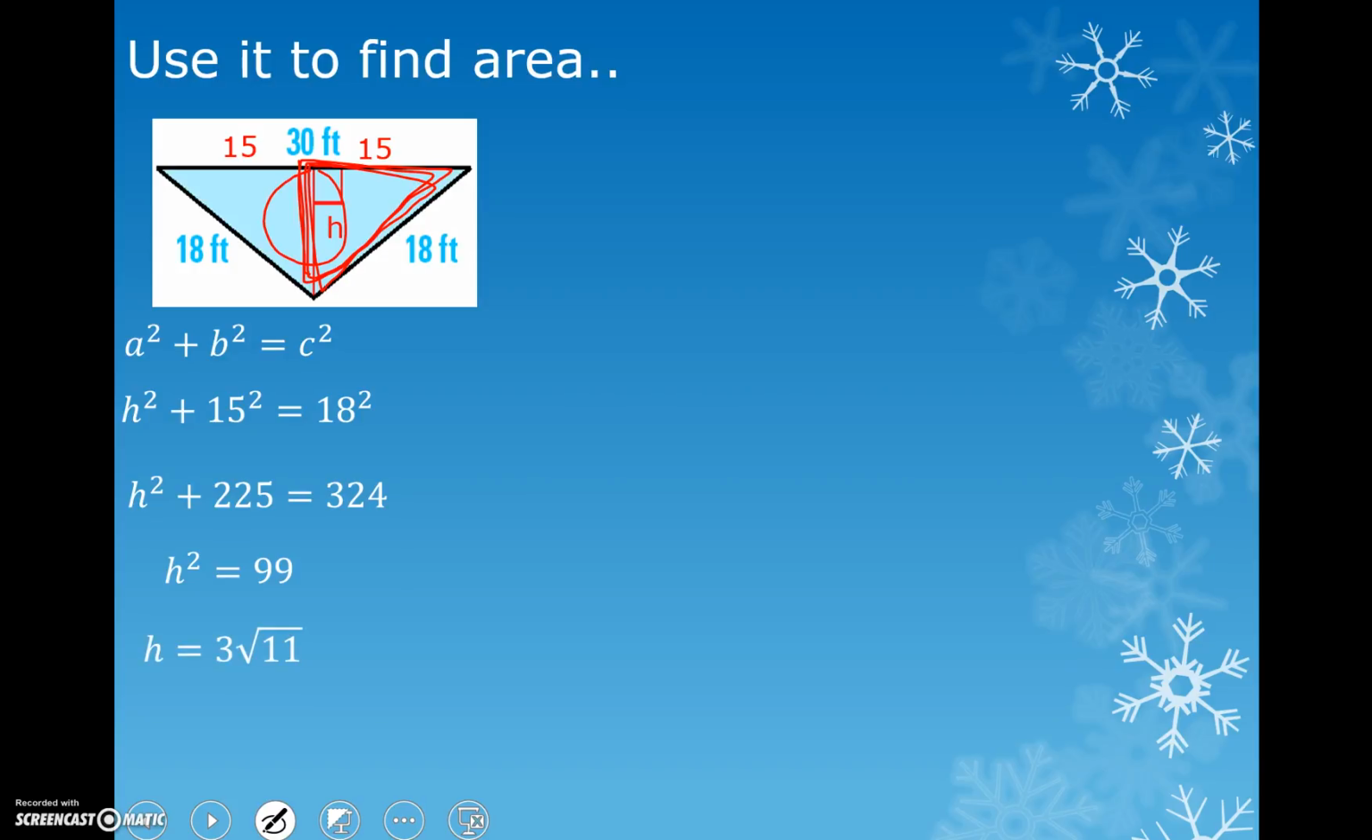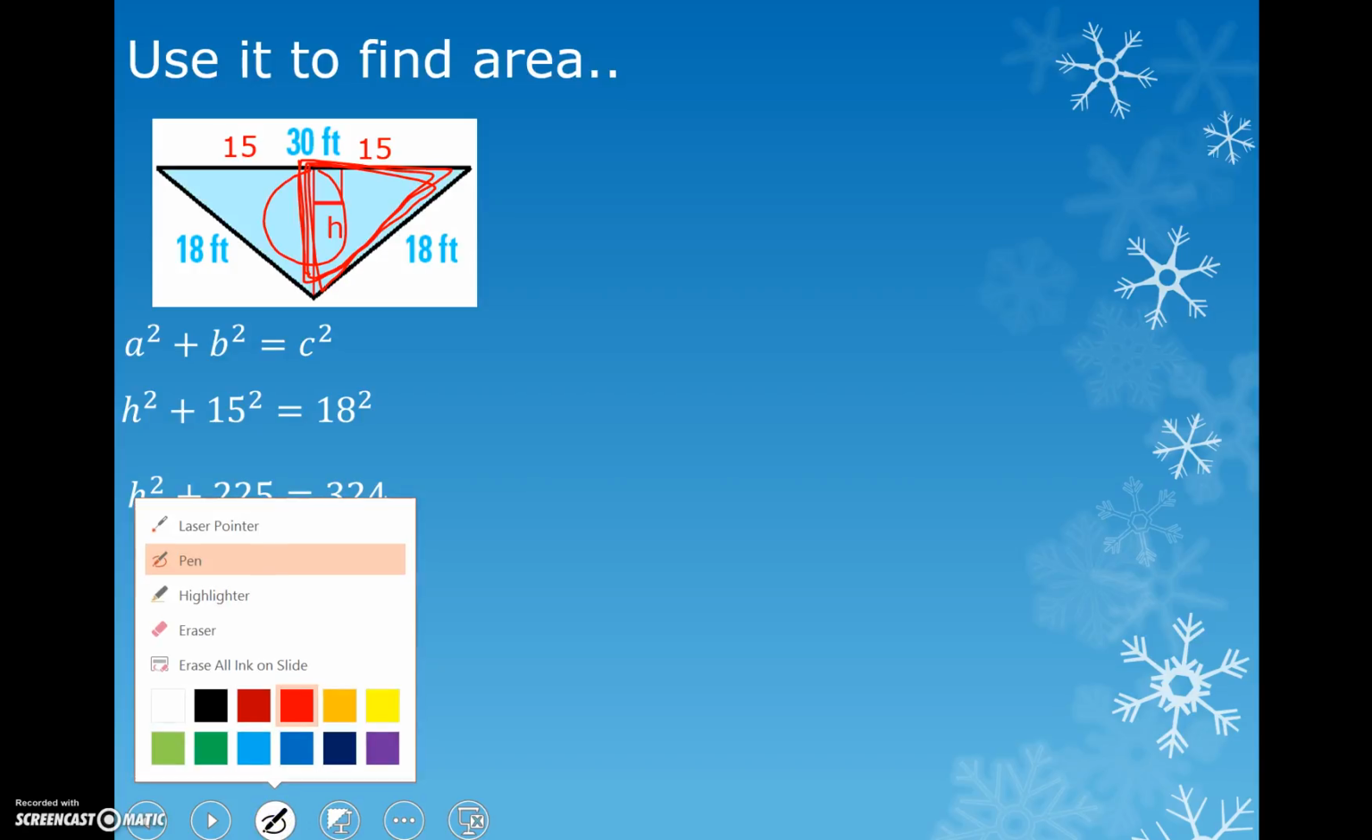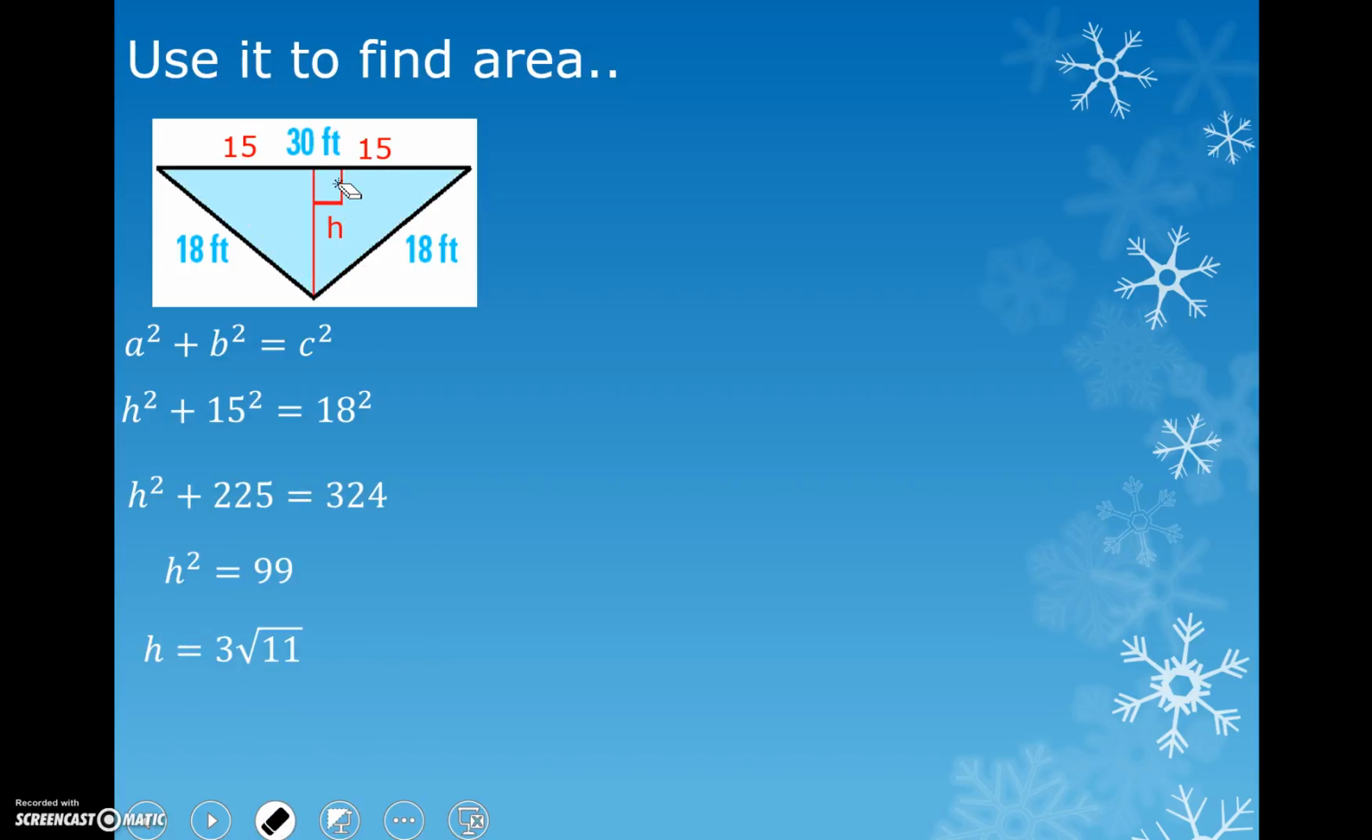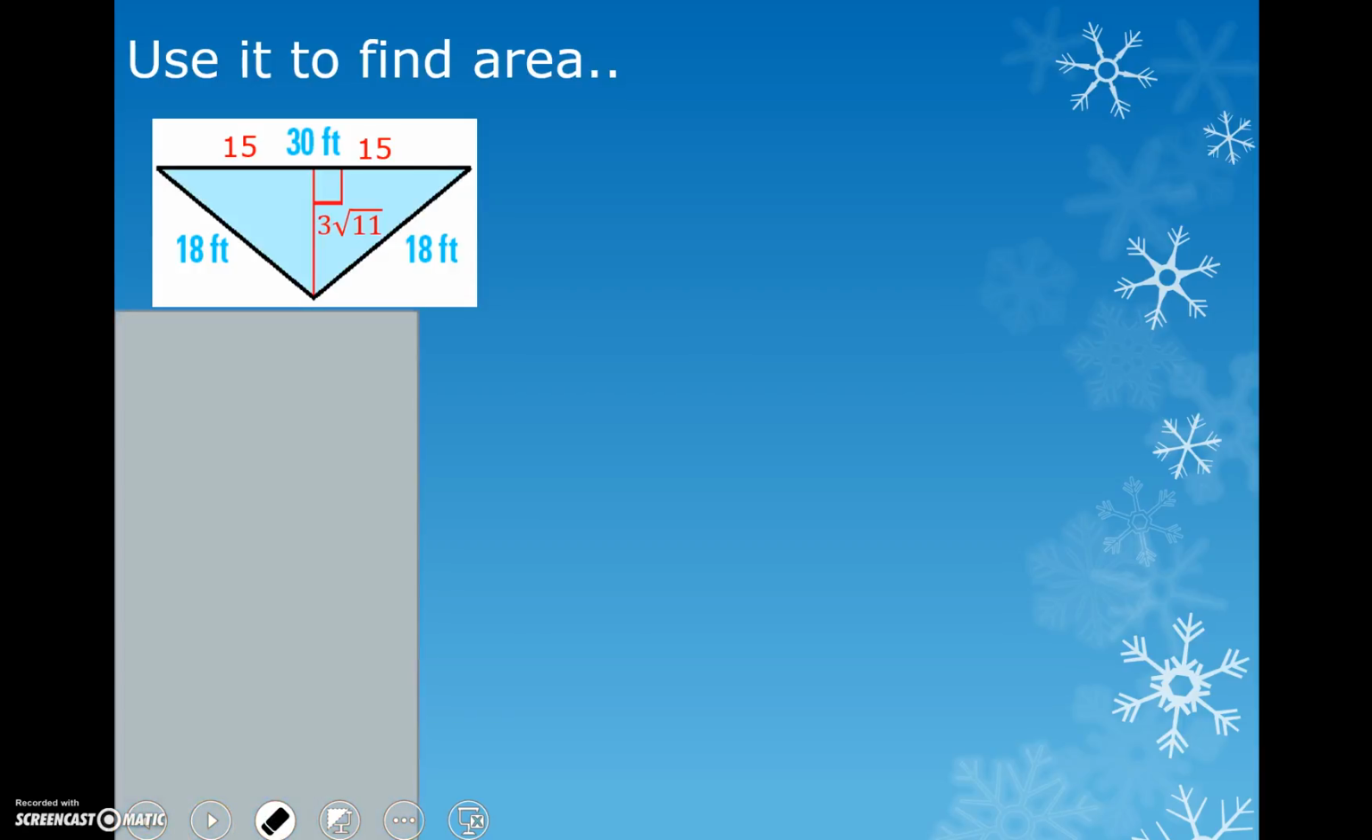So now that I know the height, I can go ahead and replace that. So let me go ahead and erase everything that I just wrote in here. We can replace that h with the 3 square root of 11. So now I'm done with all that. My focus now is finding the area. Well, again, area is 1/2 base times height.